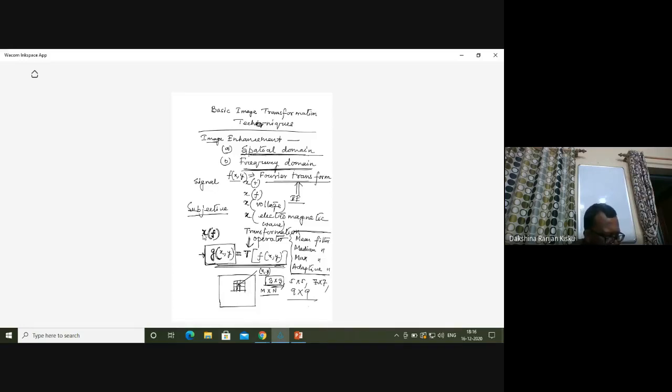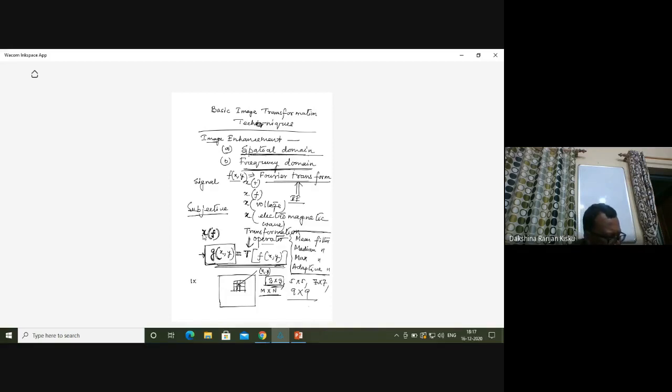There are two different types of transformation operator. In one type, we could have the elements already found in the transformation operator. That means we could have coefficient values already available in the operator, of neighborhood size 3 by 3, 5 by 5, 7 by 7, and so on. In the other type of transformation operator, we could define the coefficient values ourselves.